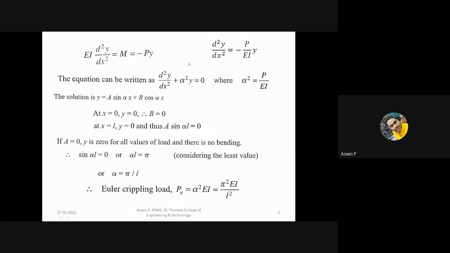So now you need to solve this equation. For solving this equation, we have a sinusoidal solution. You know that if we have this kind of equation, we can solve it using a constant like this. This will be the solution of d square y by dx square plus alpha square y equal to 0. If we solve this equation, we will get a homogeneous solution as y is equal to a into sine alpha x plus b into cos alpha x, where a and b are constants.